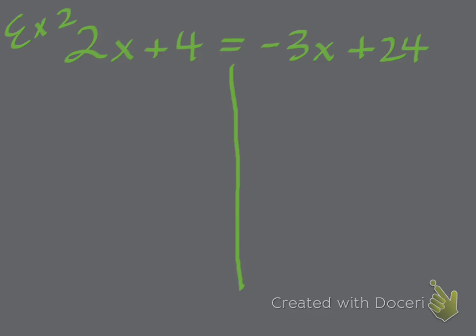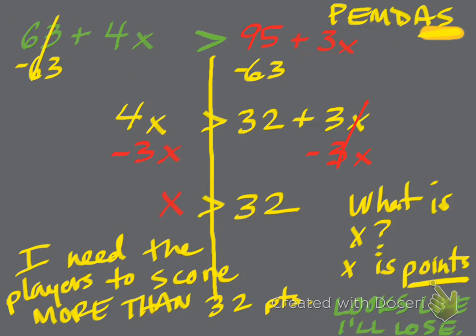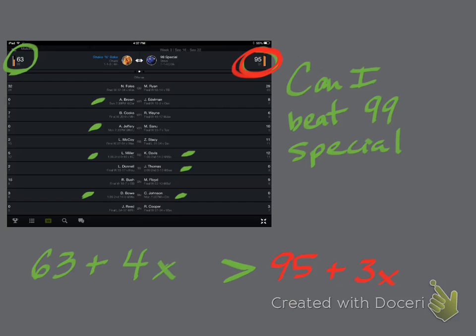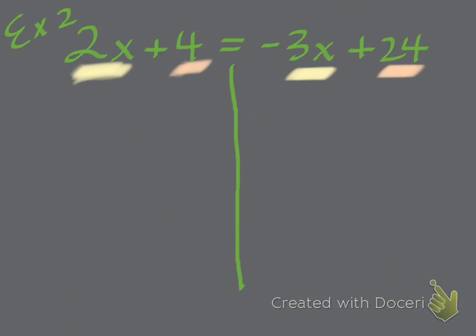Let's get these variables together, and we're going to get the numbers together so that when we put it into the funnel, remember my funnel, put that all together, we're going to get to x equals something at the end. So let's take the x's first.